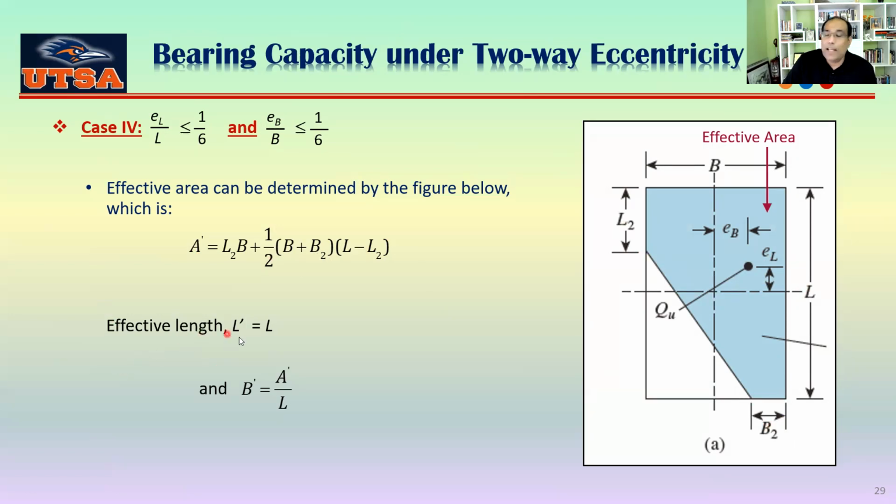So your effective length L prime is equal to your L, and your B prime is equal to your effective area divided by L prime.